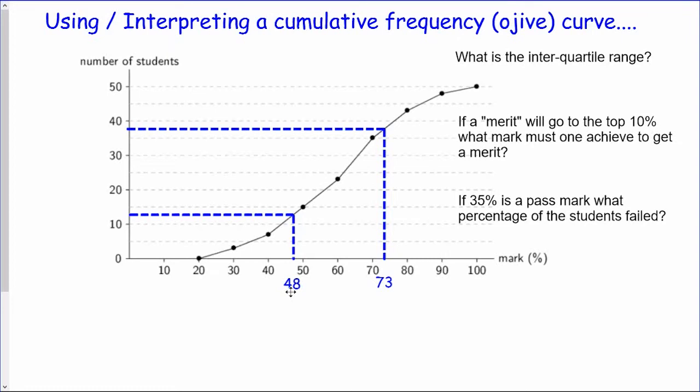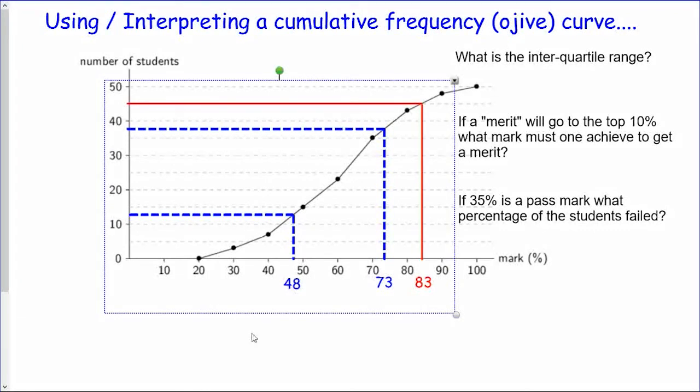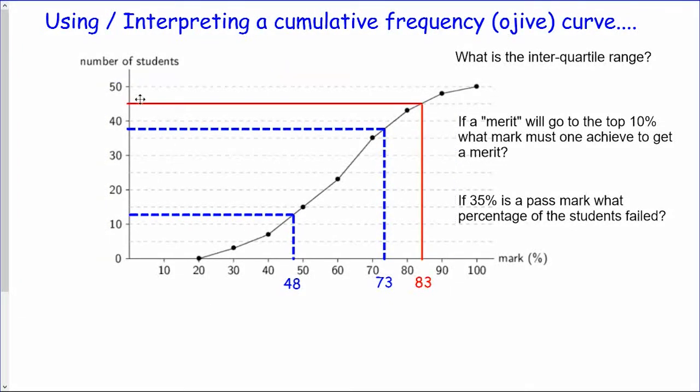The next question says, if a merit mark will go to the top 10%. Now the top 10%, obviously out of 50 students, would be from 45 to 50. So if we go from 45, we read off and we get a mark of about 83%. We normally are asked to show where we're going to read off our answers.